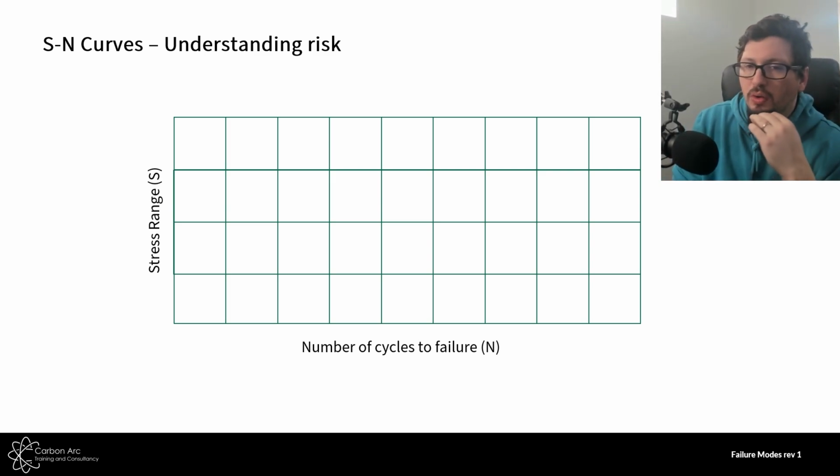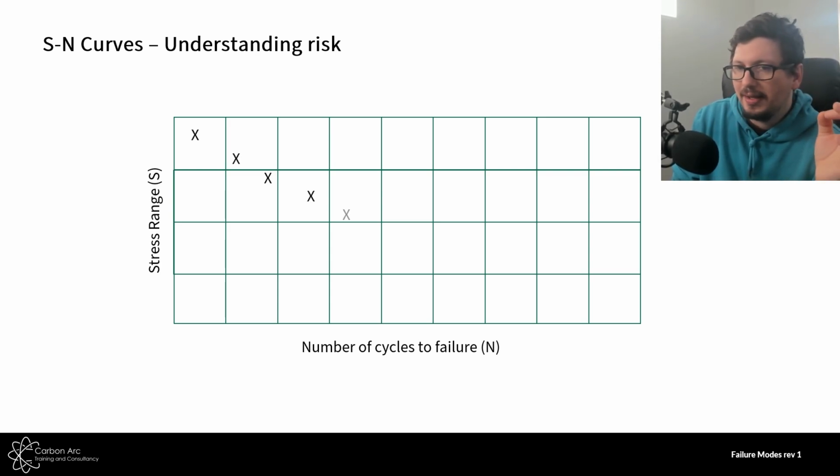Okay, so what we do is we take a specimen of material and we carry out fatigue tests at different stress ranges.